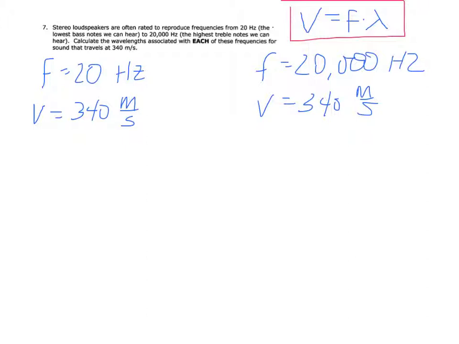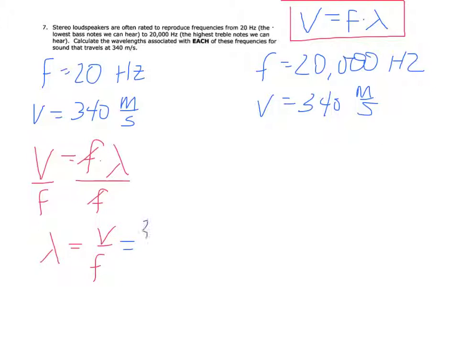We have velocity is frequency times wavelength. If I want to know the wavelength of something, I need to get wavelength by itself, so I'm going to divide by frequency on both sides. Cancel, cancel. And I end up with wavelength is velocity over frequency. So I can go ahead and plug in my numbers there, 340 meters per second divided by 20 hertz.